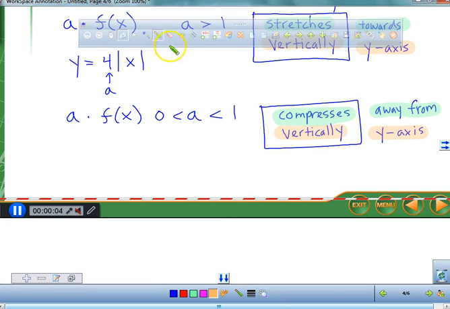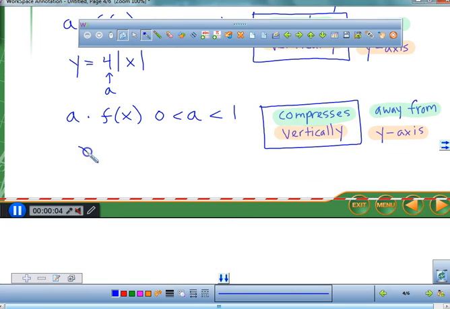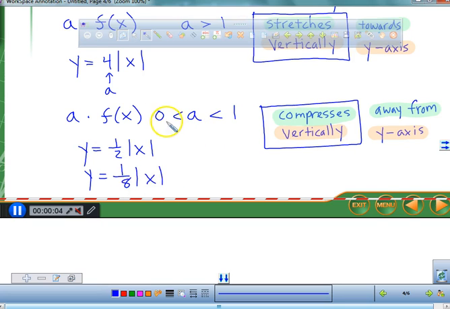So let's give us some examples here of this happening. You could say y equals what we have here, a half of an x. You could say y equals 1/8 of x. So any decimal between a 0 and a 1, what's going to happen? It's going to compress vertically. That's what I want you to have in your notes. Okay? And now we're going to test it.